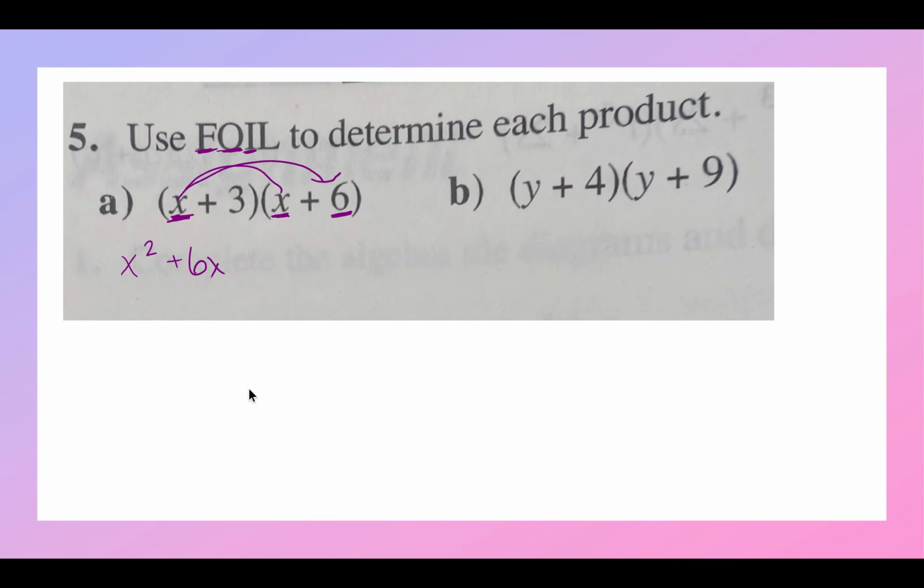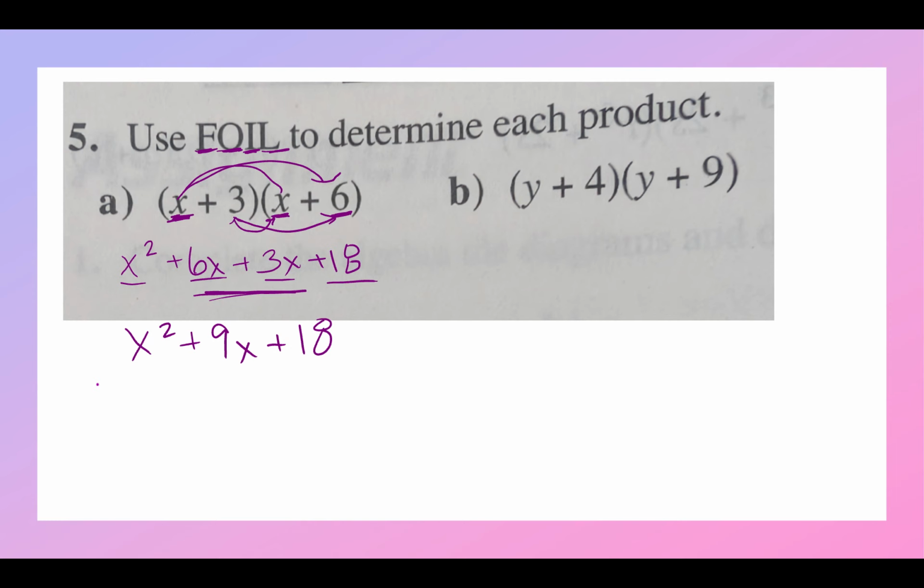And then we move to inside. So inside the binomial, multiply 3 and x gives you 3x. And then last is the last term of each binomial. So 3 times 6 gives you 18. Then when you're done using FOIL, you should have 4 terms. The middle terms we can collect. So we'll have x squared plus 9x plus 18. So that's our first one, just showing FOIL.